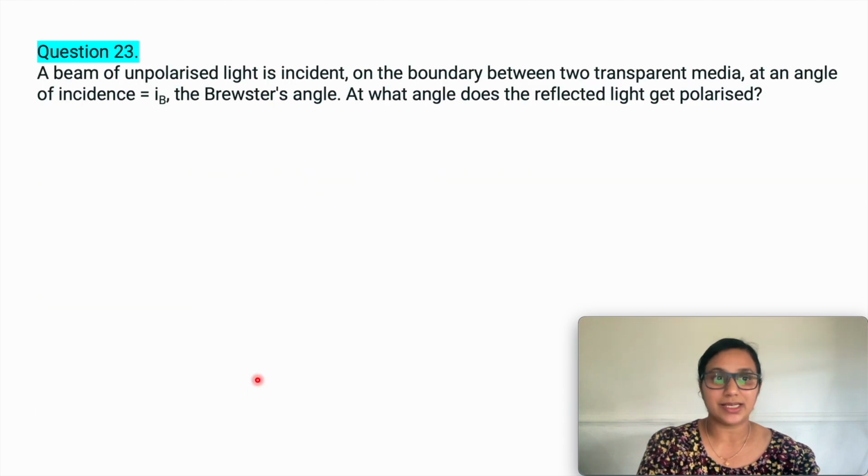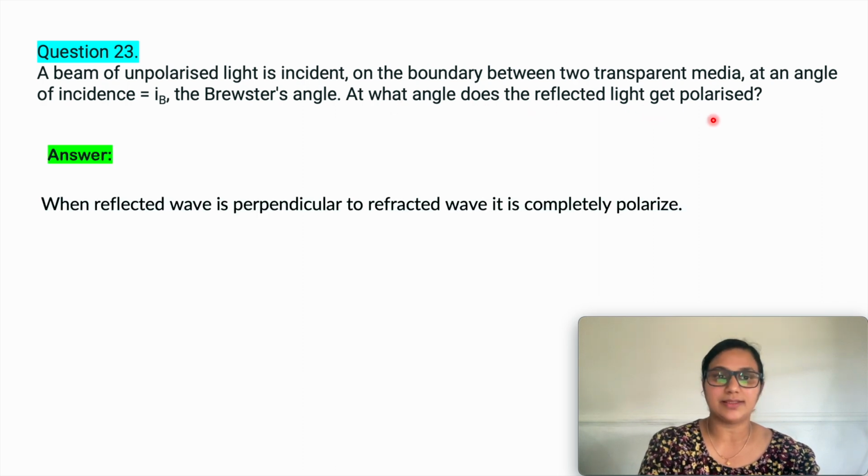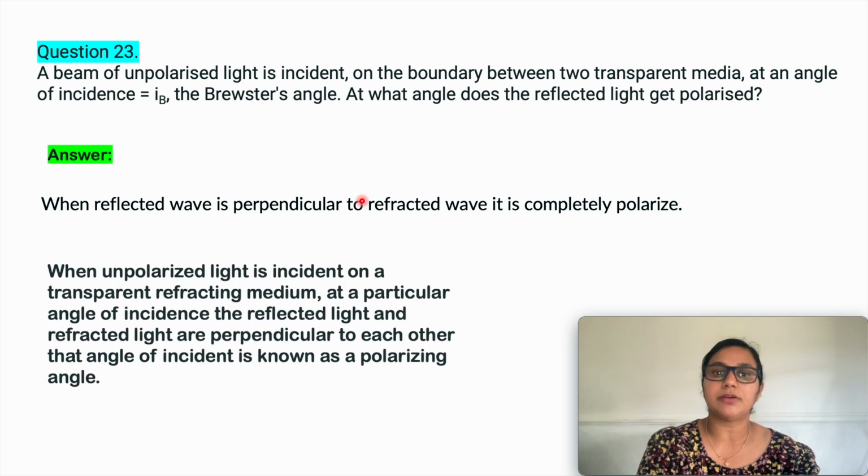Next question, number 23. A beam of unpolarized light is incident on the boundary between two transparent media at an angle of incidence equal to iB, which is the Brewster's angle. At what angle does the reflected light get polarized? The answer is, when the reflected wave is perpendicular to the refracted wave, it is completely polarized. In detail, we can explain that at a particular angle of incidence, the reflected light and the refracted light are perpendicular to each other. That angle of incidence is known as the polarizing angle.